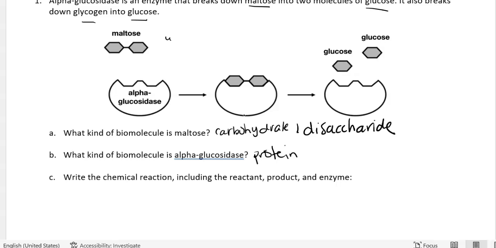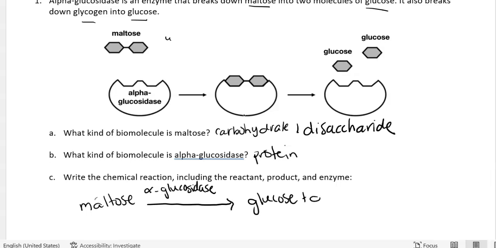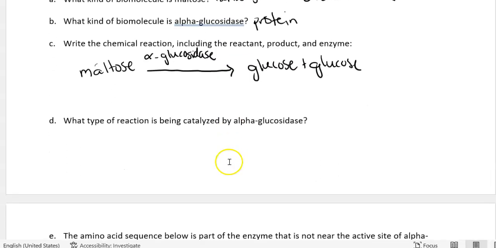This one was a little confusing, but we did go over it in class, so all we had to do is write down the reactant, maltose. Alpha-glucosidase is our enzyme that goes on top of the arrow. And then we have as our products glucose and a glucose. This demonstrates to us that this is a type of catabolic hydrolysis reaction.